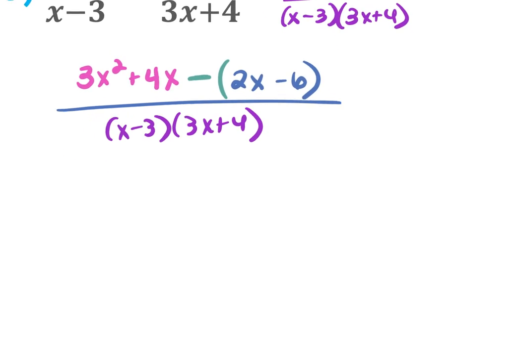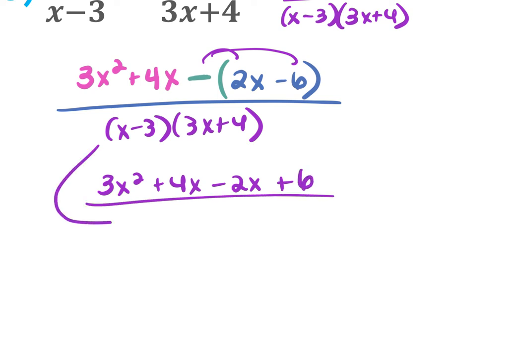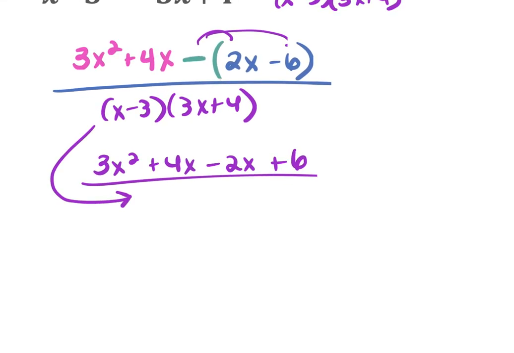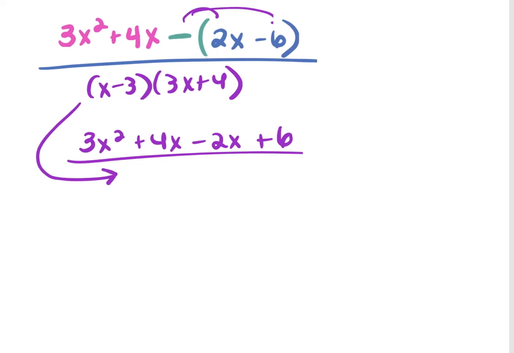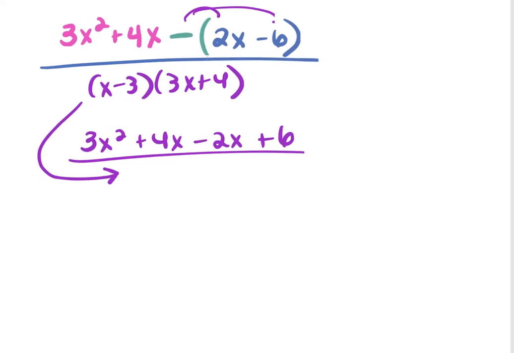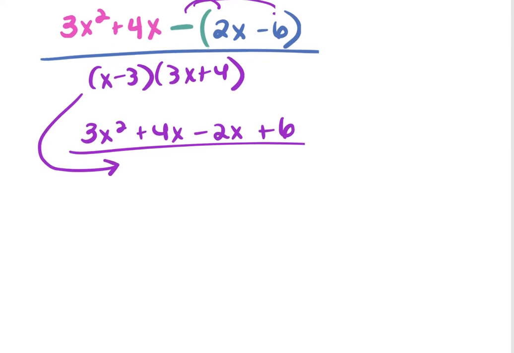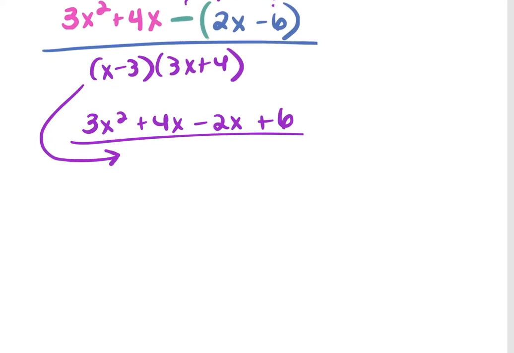Now I distribute the negative. So I get 3x squared plus 4x minus 2x plus 6 all over the same denominator. I'm not going to write it out every time because I know what it is, and I especially will remember if it's multiple choice that that's my answer. But it'll save me time not to write it every time.